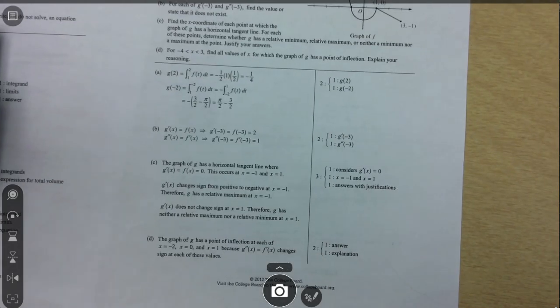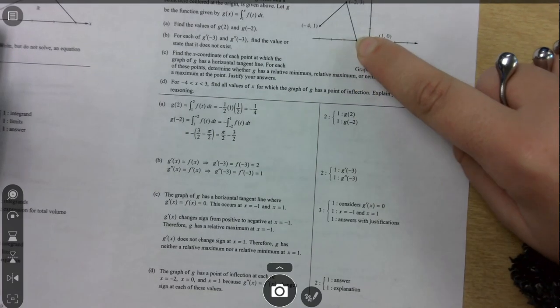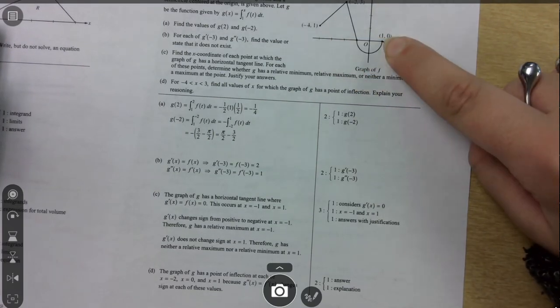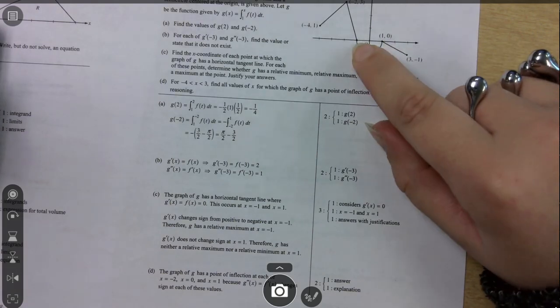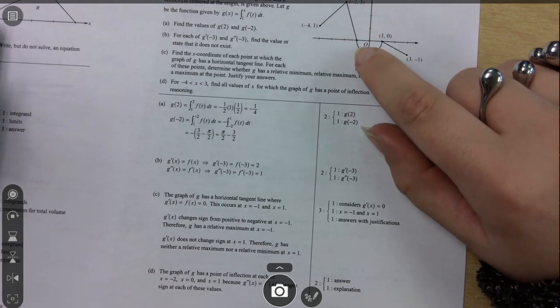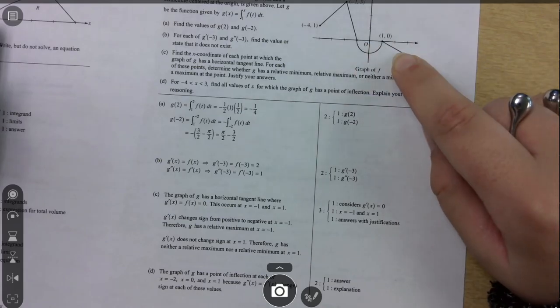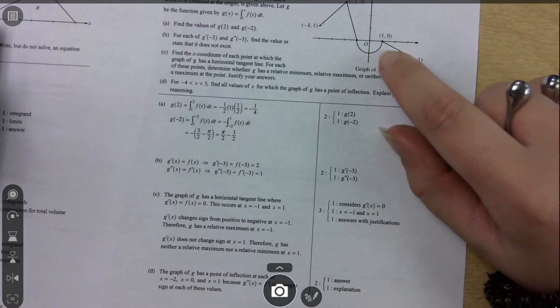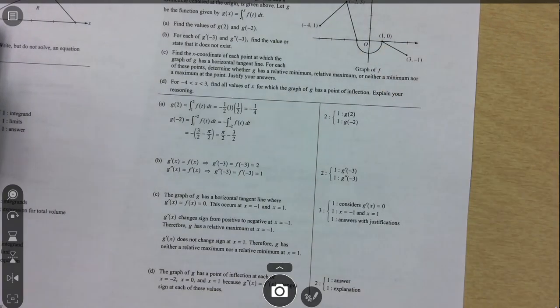I should zoom out. x equals -1, right there, and x equals 1. g prime changes signs from positive to negative at x equals -1. Therefore, g has a relative maximum at that point right there, because we're going from positive to now below, so now we're negative. So that becomes a maximum. Over here, it does not change signs because we're below, so we're negative, and we are still negative. So we're neither a relative max or a relative min.